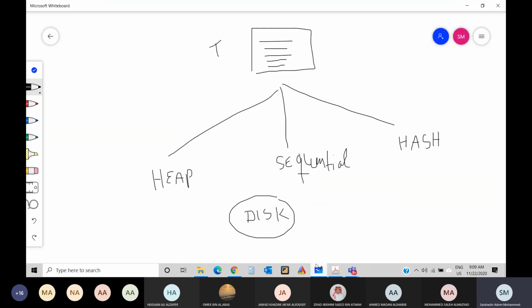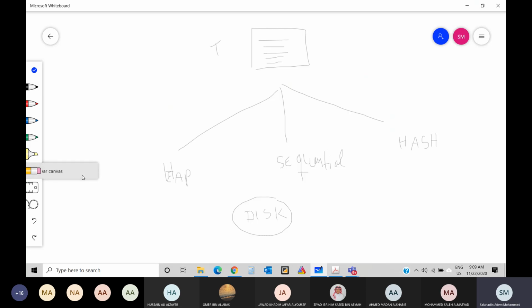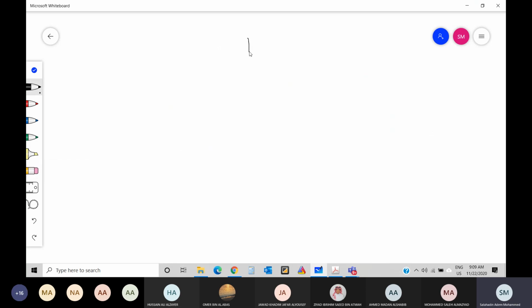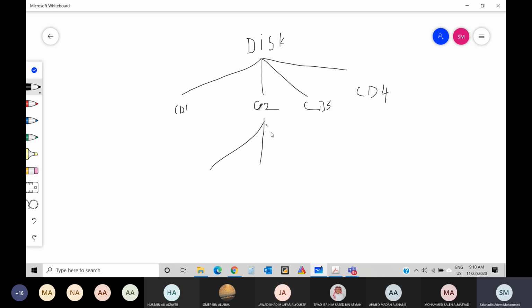So what I am saying is simply the following. Okay, let me clean this. So this is a disk. A disk has many CDs, okay? So I have CD number 1, CD number 2, another CD number 3, and CD number 4. Each CD we can record on both sides of the CD. Now, each CD again is divided into tracks, many tracks. This one is also divided into tracks, 1,000 tracks in each CD.